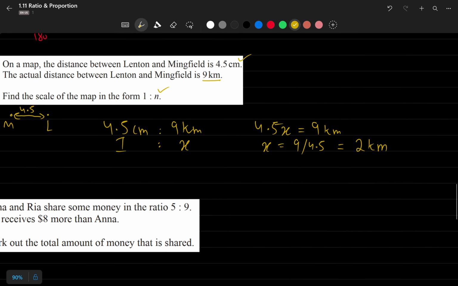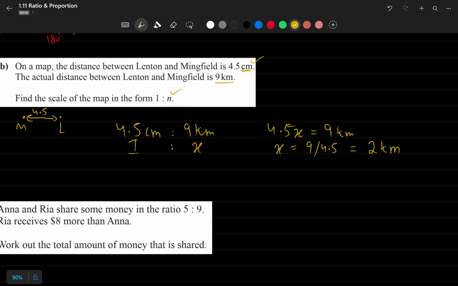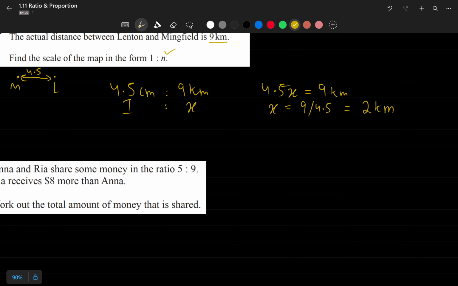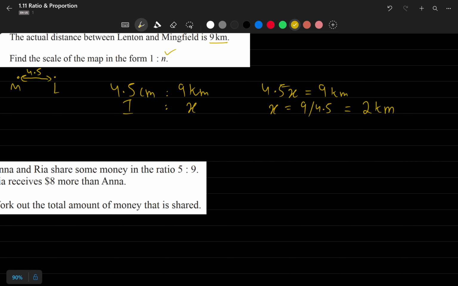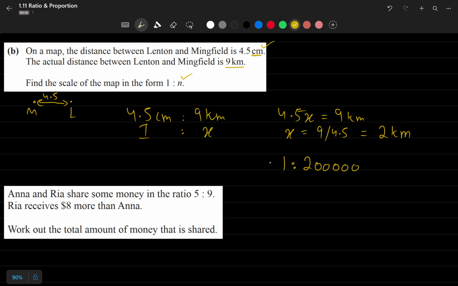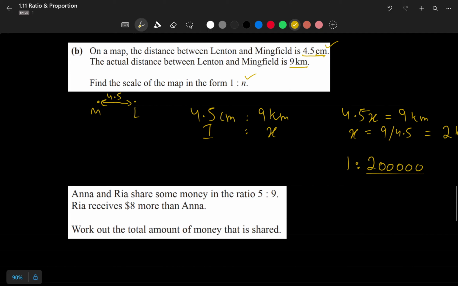But as the map has distance in centimeters, we have to convert 2 kilometers into centimeters. For that we just have to multiply by 100,000. So the final answer will be 1 ratio 2 times 5 zeros. This is the final answer in centimeters, which is given on the map. So if the distance is 4.5 centimeters, the actual distance will be this many centimeters.